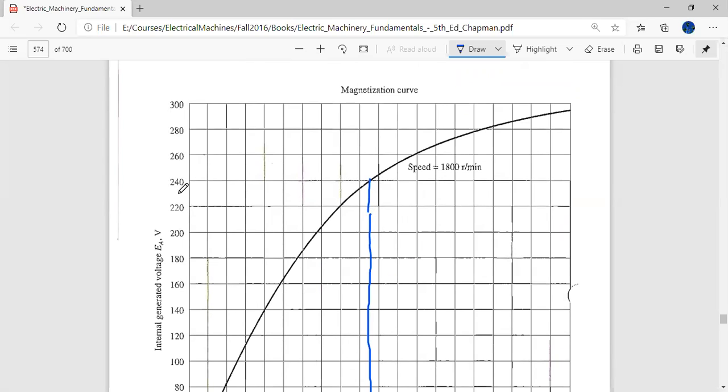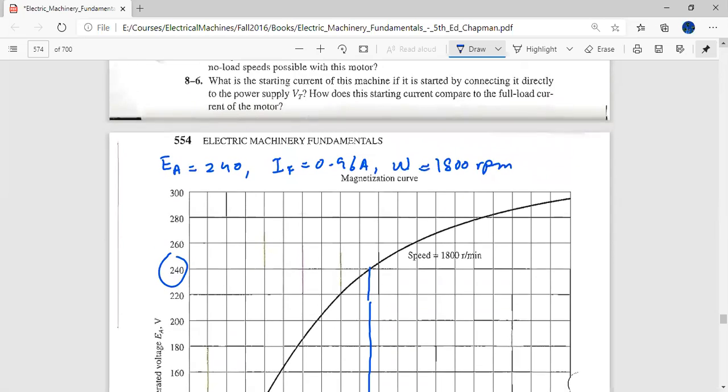0.96 is something here. At 0.96, EA is 240 volts. So EA is equal to 240 volts at IF equal to 0.96 amperes, and omega at that point is 1800 RPM. So we have found one operating point.